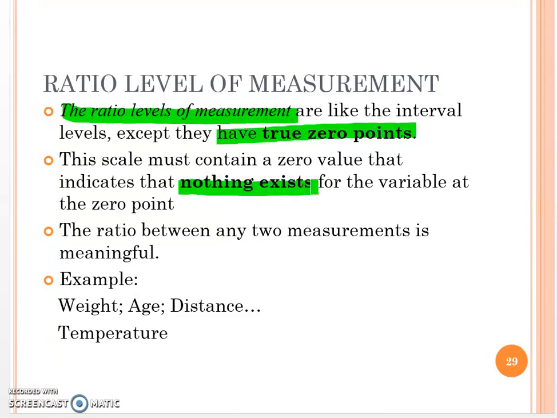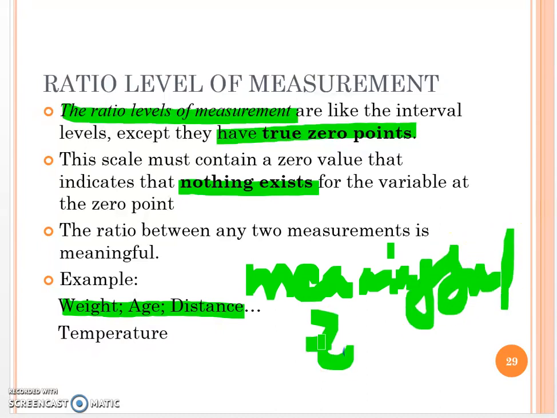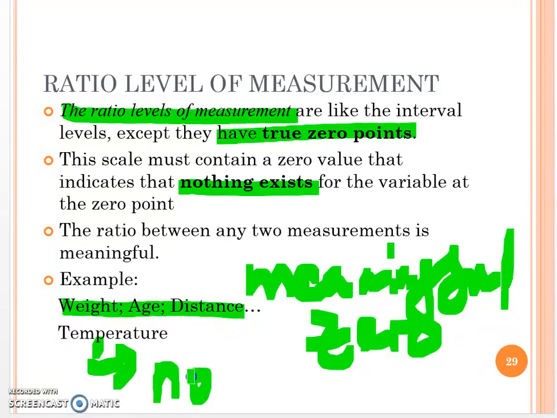So examples we can do here are weight, age, and distance. Weight, if weight equals 0, then that means there's no weight. If age equals 0, then it means there's no age. Distance equals 0, it means there's no distance. And these zeros are meaningful. While temperature, again, temperature equals 0, it doesn't mean there's no temperature. Temperature doesn't have a meaningful 0.